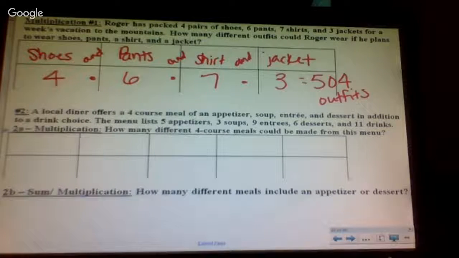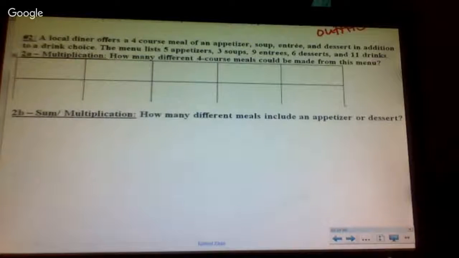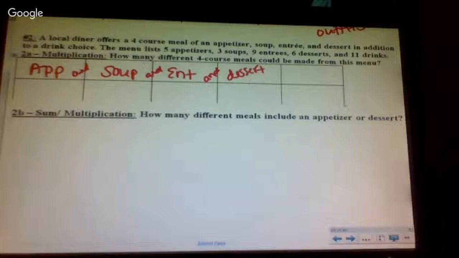Okay. Number 2. A local diner offers a 4-course meal of an appetizer, soup, entree, and dessert, in addition to a drink choice. Okay, so we're getting an appetizer and soup and entree and dessert and a drink.